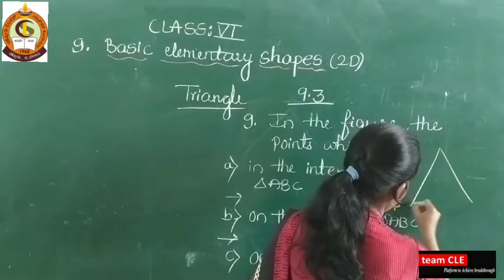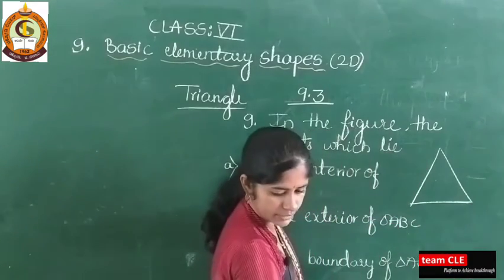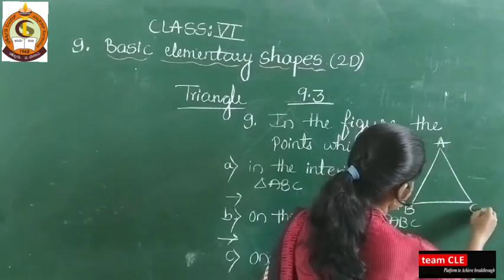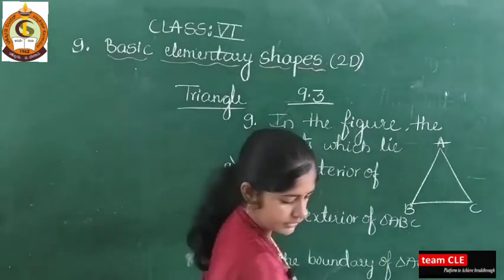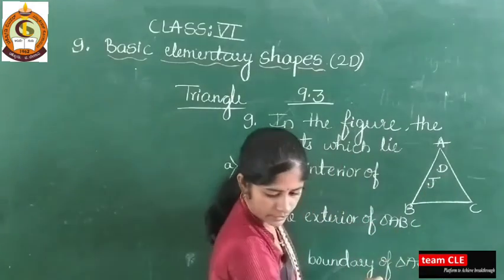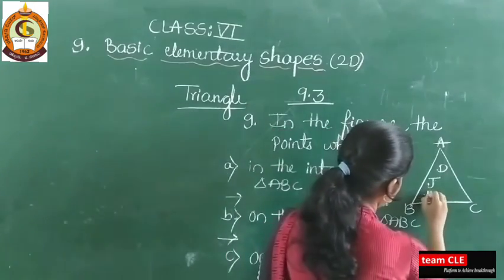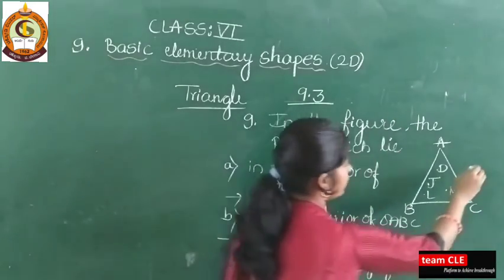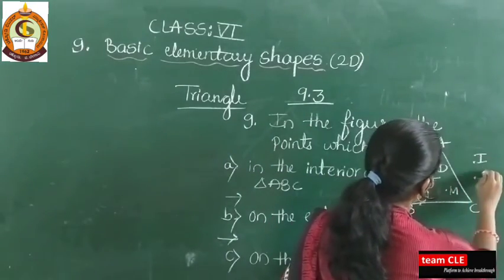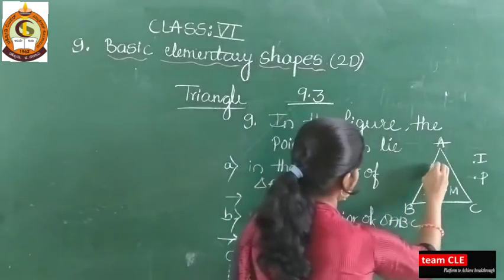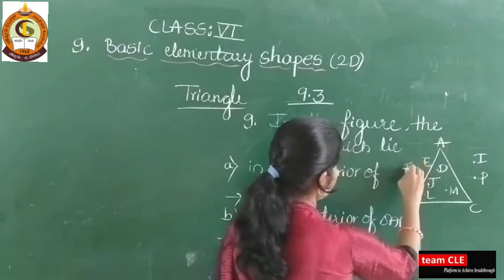They given it like this, and they named it ABC. And here in the exterior the points are D, J, L and M. Very easy question if you understood interior and exterior of the triangle. Okay, so here E is there and here F is there.